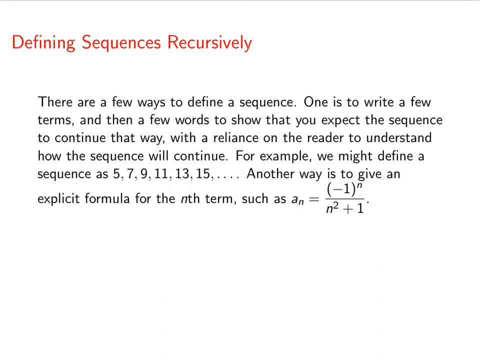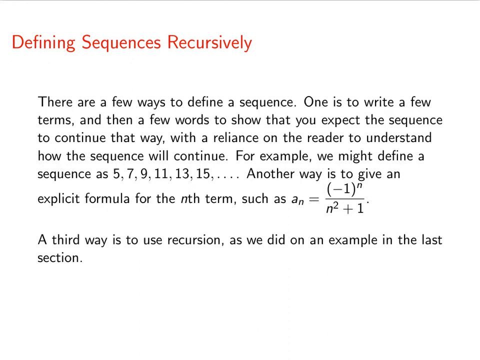Another way of defining a sequence is to give an explicit formula for the nth term. So we might have something like a sub n equals (-1)^n over n squared plus 1. Now if you want to know any particular term in the sequence, you just plug in a value for n.